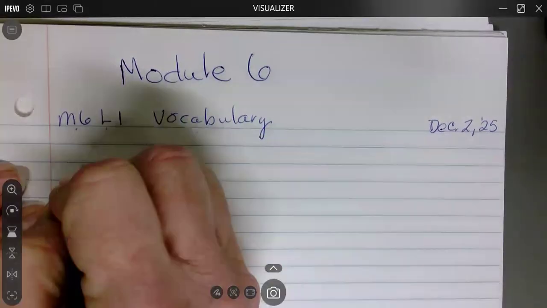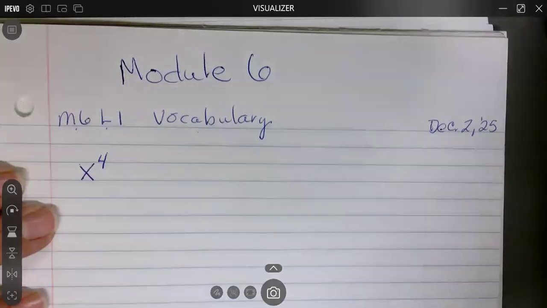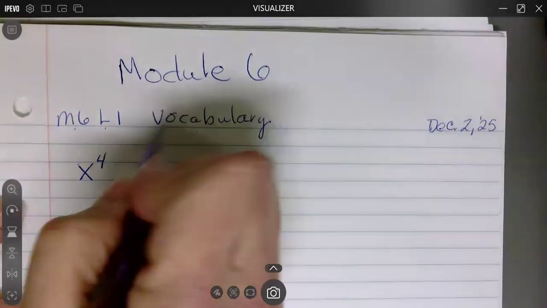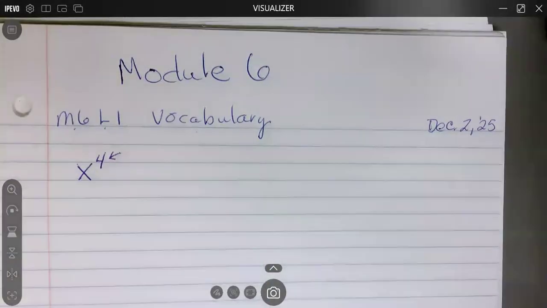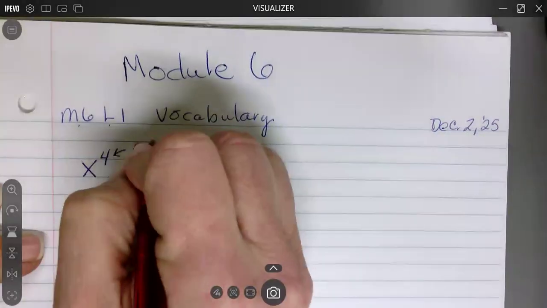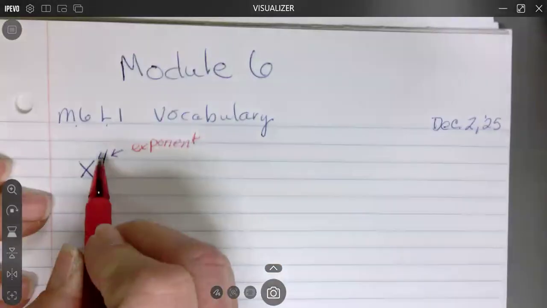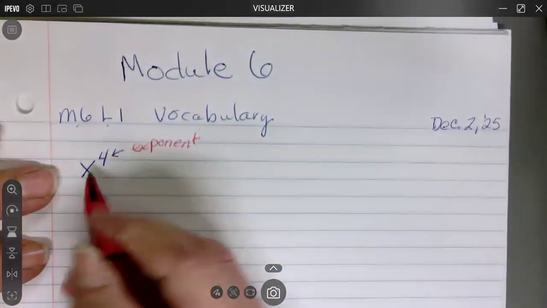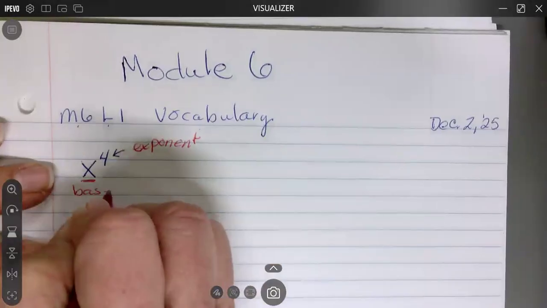So when we have something like this, we want to note that the floating number is called an exponent. So the 4 is an exponent. It's very important that it's up a little higher than the variable, right? And then the x is called the base.